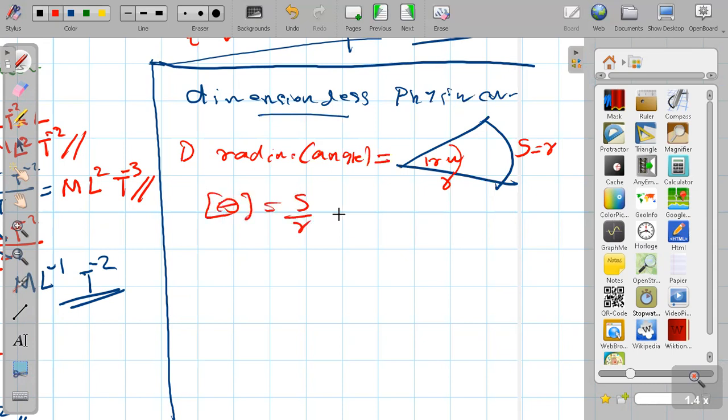S over R. S is a length, capital L. This one is also a length. The final thing is going to be 1. Can you just understand it?